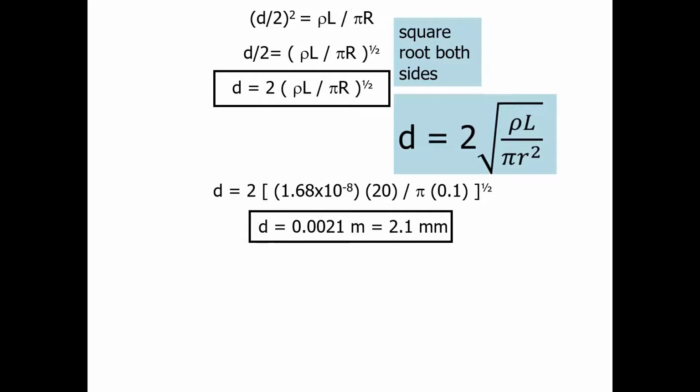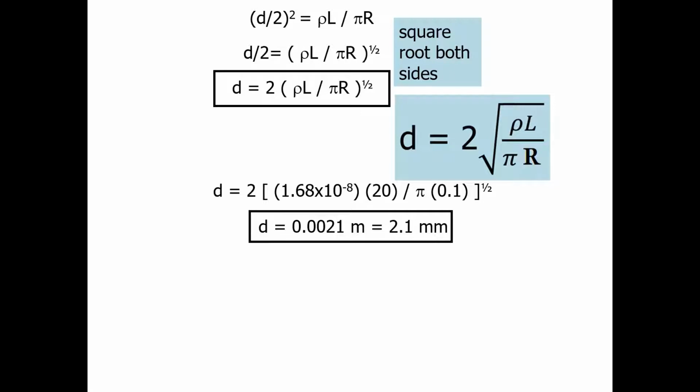And then times both sides by 2. You get d is equal to 2, and all that square rooted, rho L divided by pi r. That shouldn't be pi r squared there. Alright, so I've changed the r because before it was r squared, so now it's r. In this case, r is the resistance. Alright, so distance is equal to 2 square root of rho L over pi r.